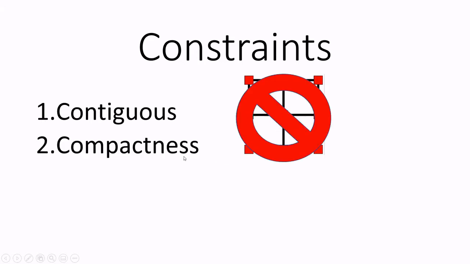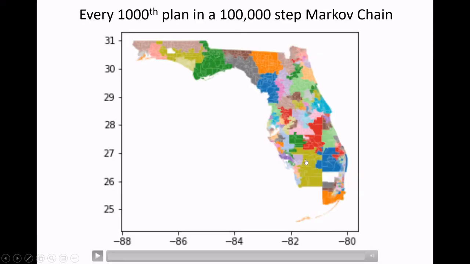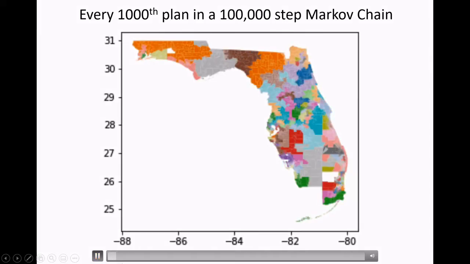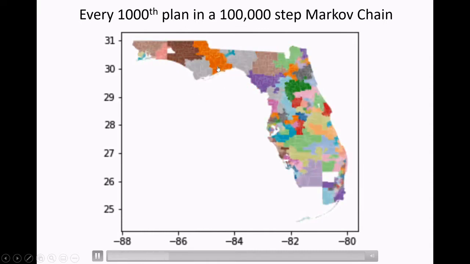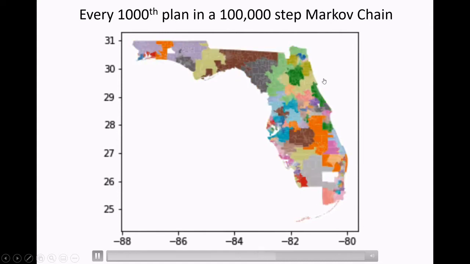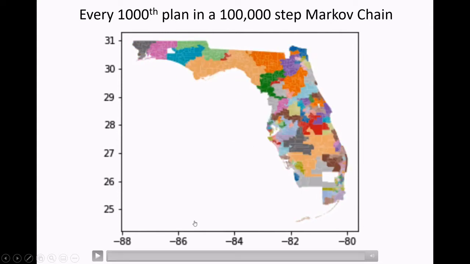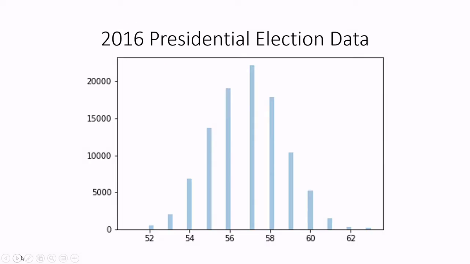Second, all the districts we create have to be as compact as the original districts. And third, within 2% of ideal population, or equal population, which means the total population divided by 120, the number of districts or seats in the Florida House. So when we actually ran this, we outputted every 1,000th plan in the 100,000 step chain. And as you can see, it's very varied and different, so we get a good sampling of that distribution.